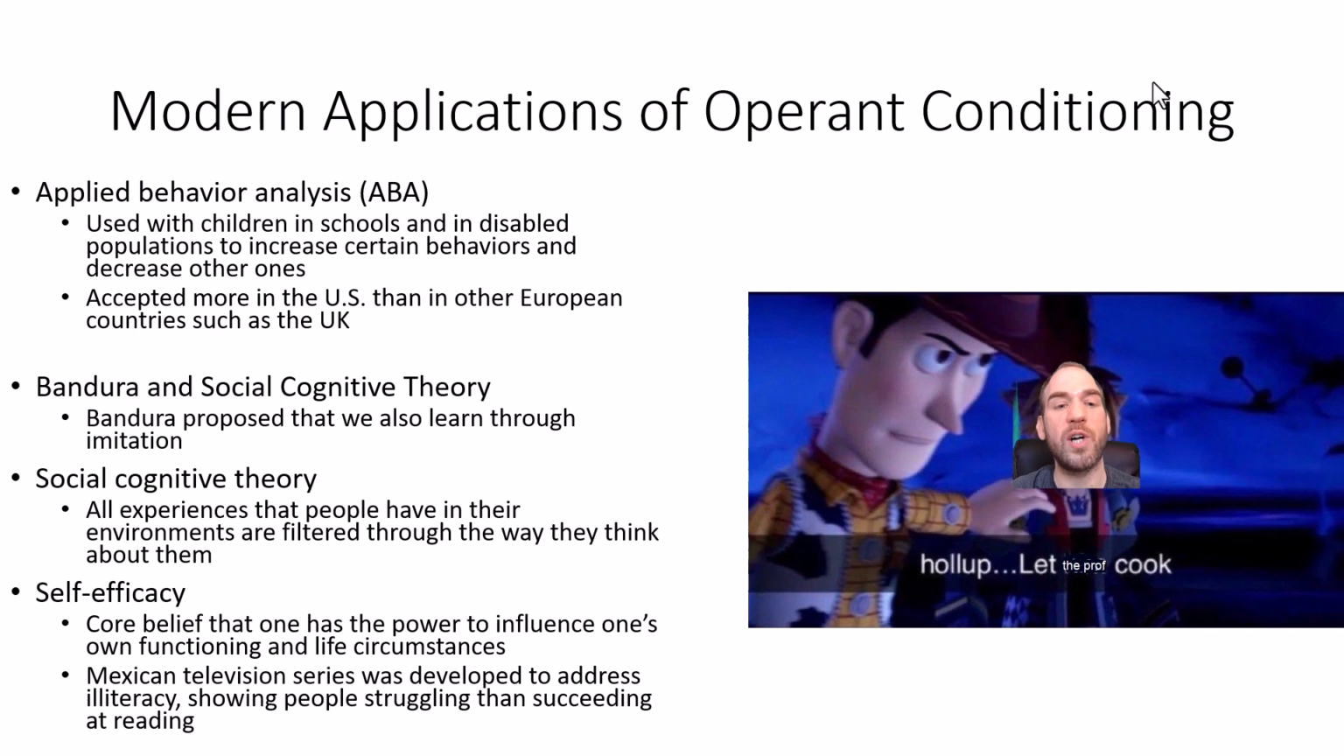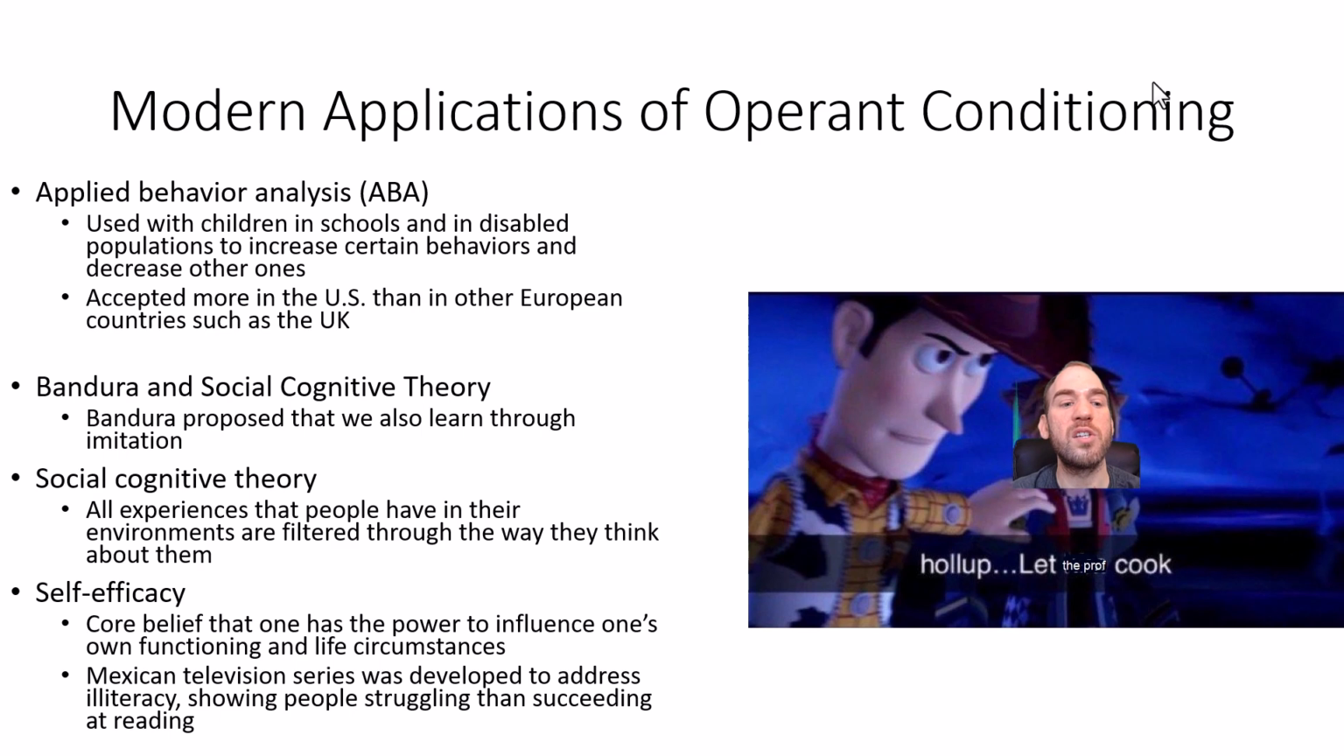Bandura and social cognitive theory. Bandura proposed that we also learn through imitation. So this is the classic experiment, if you're not familiar with it, the Bobo doll experiment. Basically, an experimenter or an adult punches a doll, and then the children who watch the adult punch the doll are more likely to punch the doll themselves. The idea here is that children maybe model their behavior based on the behaviors of the adults in their lives.